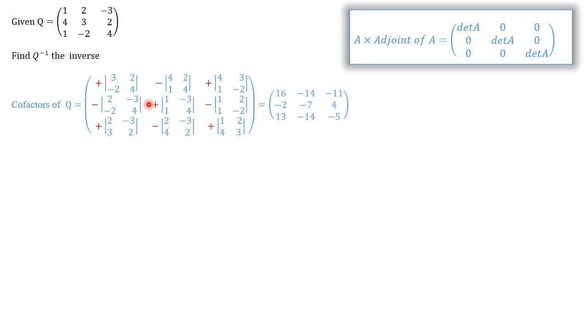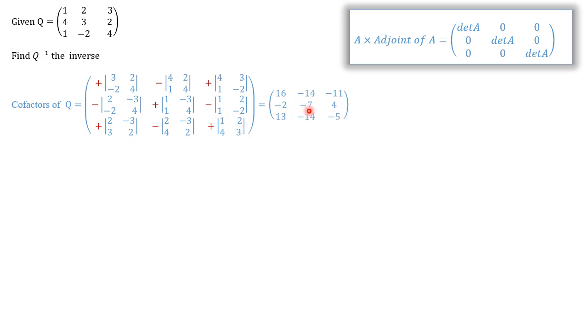Then we are going to find the determinant of the 2 by 2 matrices here. This determinant is going to be 16. Determinant here is minus 14. Determinant here is minus 11. Then determinant here is minus 2. Determinant here is minus 7. And here is 4. And here is 13. And this one is minus 14. And this one is minus 5. So that's the matrix of cofactor.